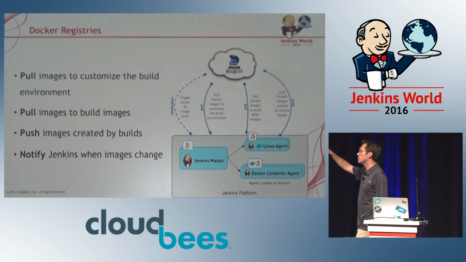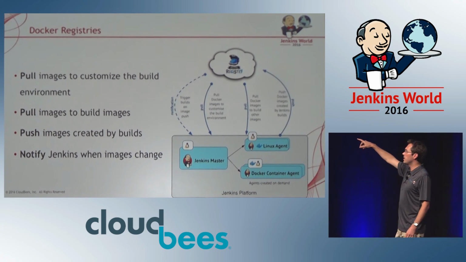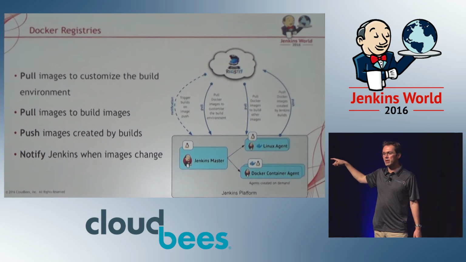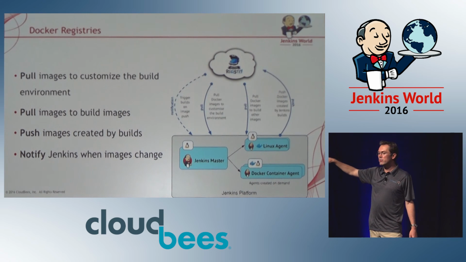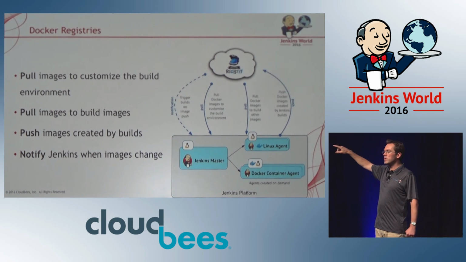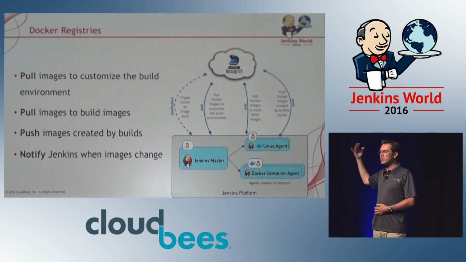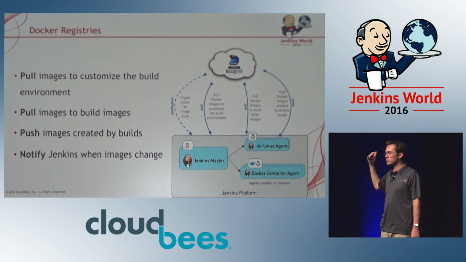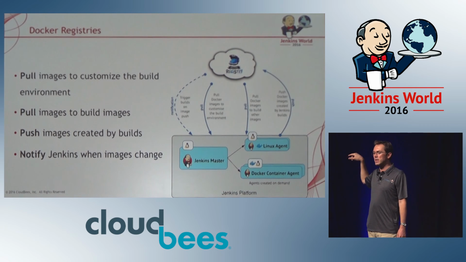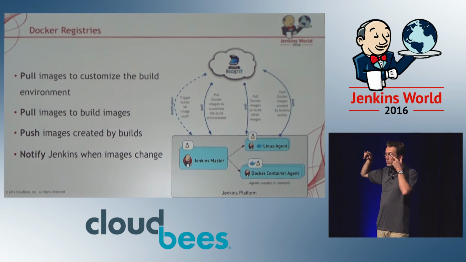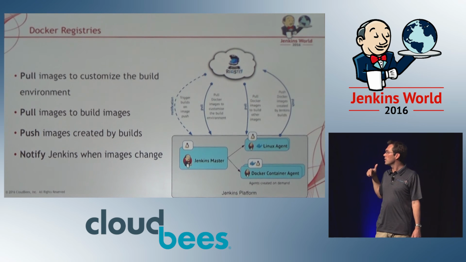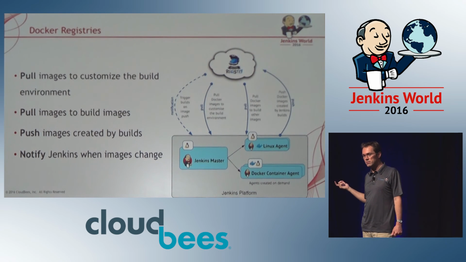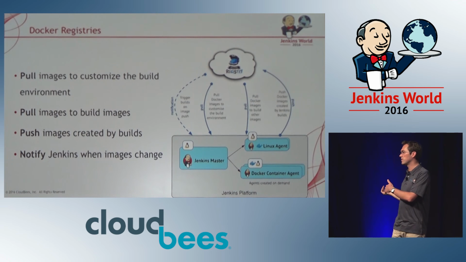So the Docker registry, you use it to pull the image that you use to customize your build environment, so the Docker image with your tools. You will also use the Docker registry to pull images when your build job is creating new images because you ship your application as images. Maybe you will have to pull the Tomcat image so that you compose your WAR file with Tomcat. So this is another reason to pull an image, to build another image. Then you will push images when you create images in your builds because you ship your applications as Docker images.